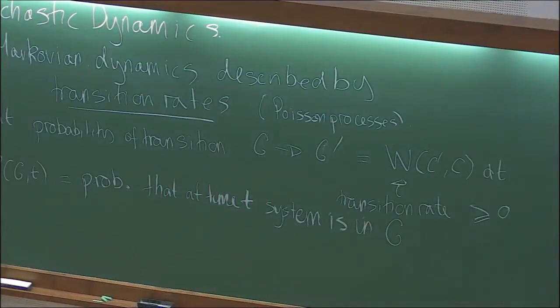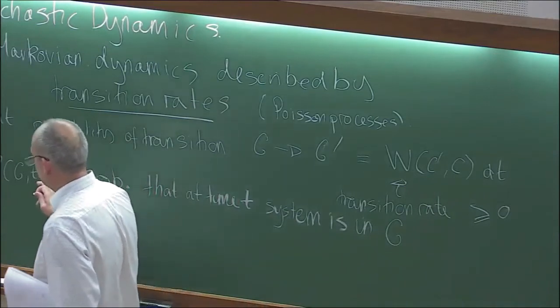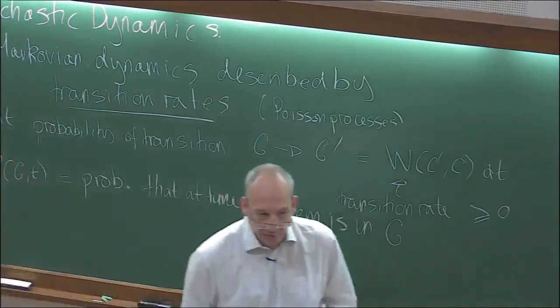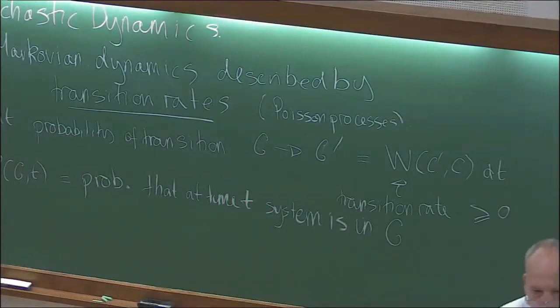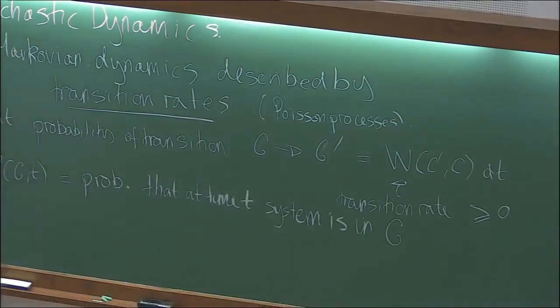Right, so the key equation is: we want to write down an equation for how this probability evolves, because this is what we want to solve for, so we need an equation for it. The basic equation is known as the master equation. And if you like, this is equivalent to the Schrodinger equation in quantum mechanics.